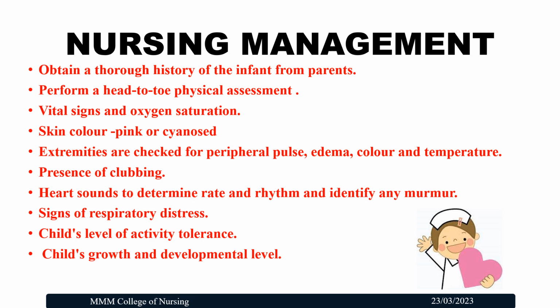Extremities are checked for peripheral pulses, edema, color and temperature, and presence of clubbing. Heart sounds are assessed to determine the rate, rhythm, and identify any murmur. Signs of respiratory distress. The child's level of activity, tolerance, and growth and development are checked. So these are the nursing managements to be implemented on a patient.